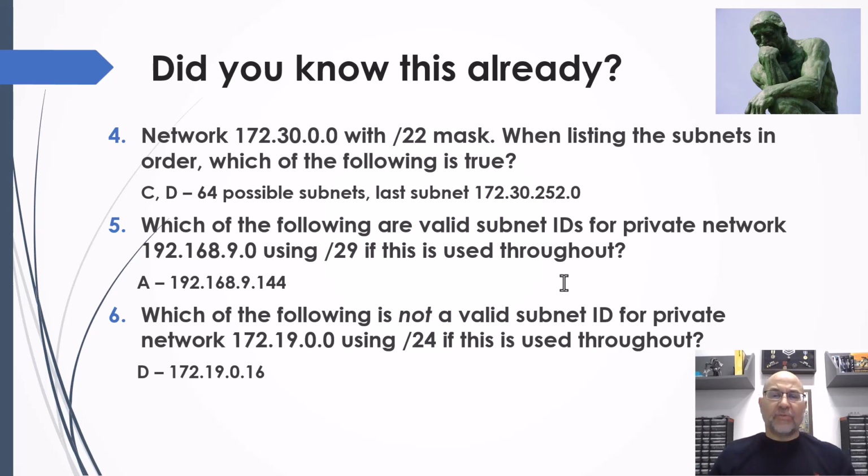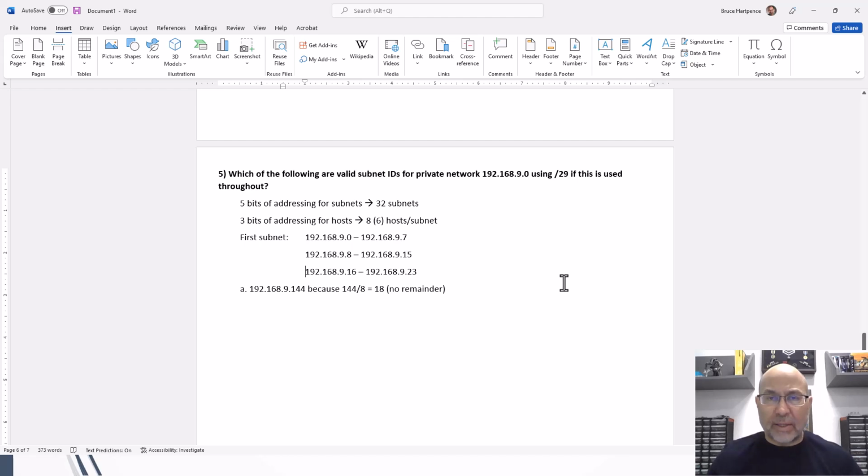Question number 5: which of the following are valid subnet IDs for the private network 192.168.9.0 using a /29, if this is used throughout, meaning the mask, the /29? Well, the answer was 9.144. So let's figure out why that is. Again, we rewrite the question. Now this is a class C, so we're only dealing with 1 octet's worth of space. And we know that this is a /29.